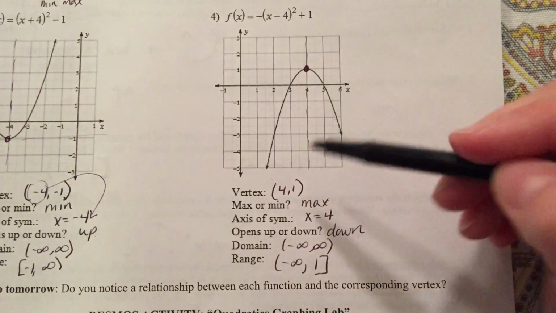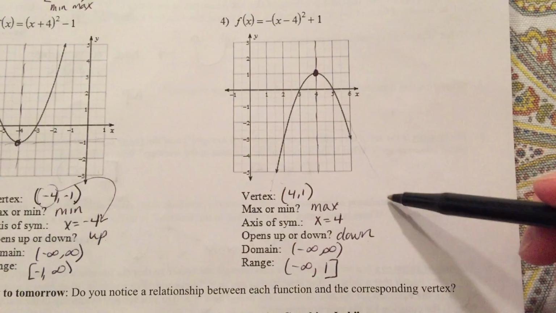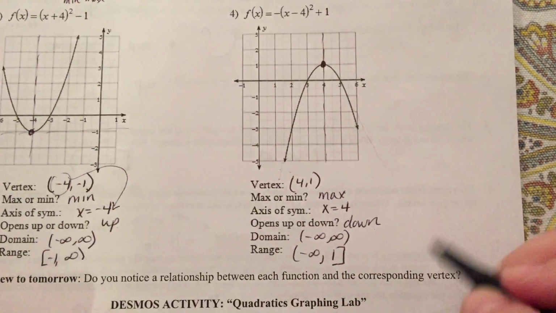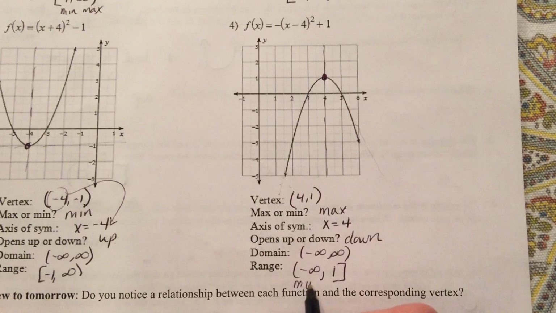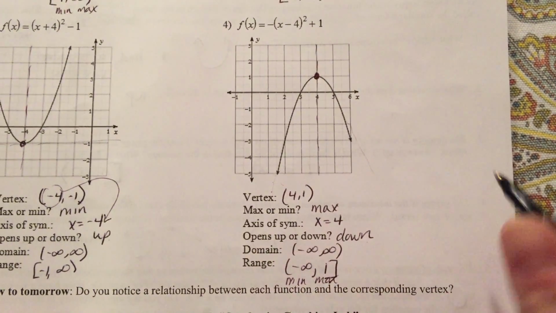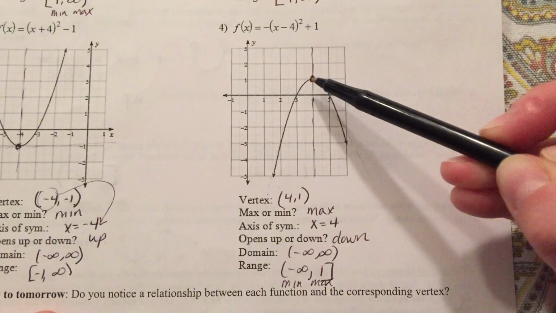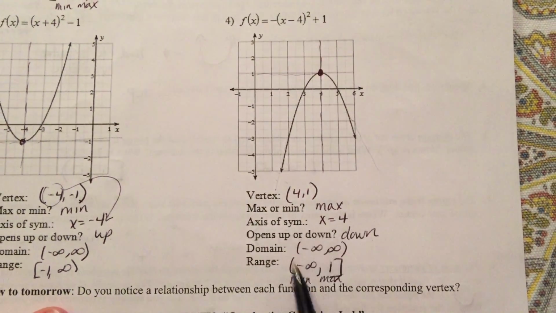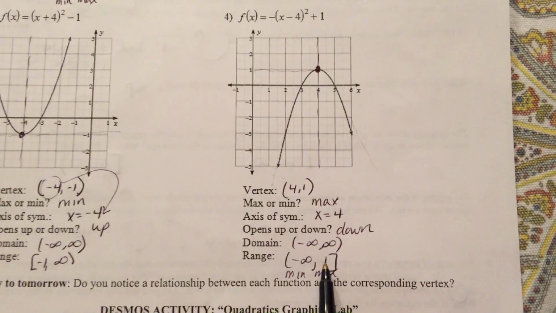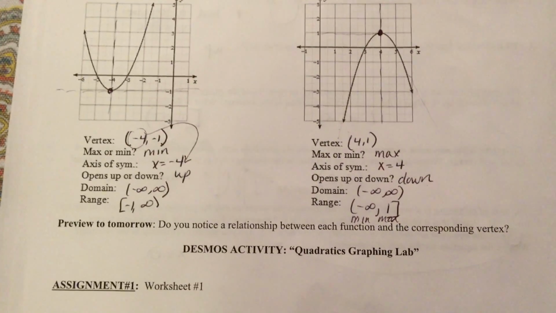The domain, of course, all the x values as you go from left to right, go from -infinity to infinity. But remember, with the range, we go from the minimum value to the maximum value. The minimum value, we're coming from -infinity. The maximum value, the y coordinate, is 1. So we go from -infinity to 1. Okay? Hopefully this made a little sense to you.